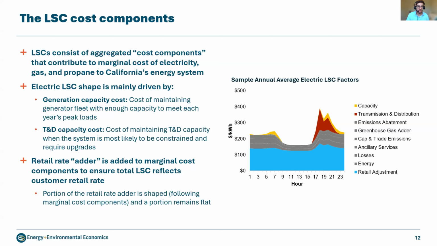And as I mentioned, these marginal costs are calculated, and then the whole thing is scaled up or normalized to this annual retail rate forecast. They use what's called the retail rate adder down here, this blue bar, to make up for the difference between the marginal components and the overall rate forecast.